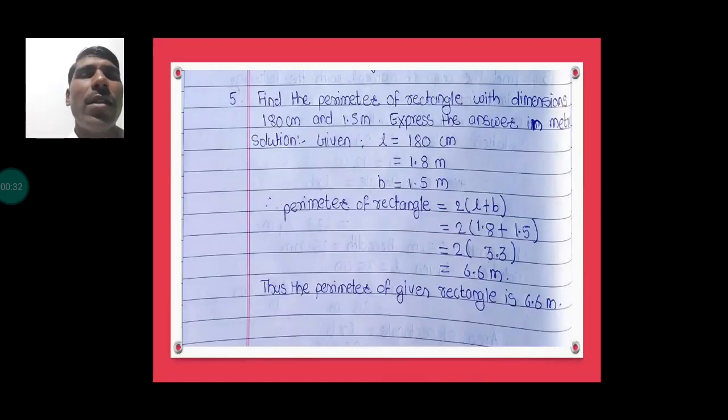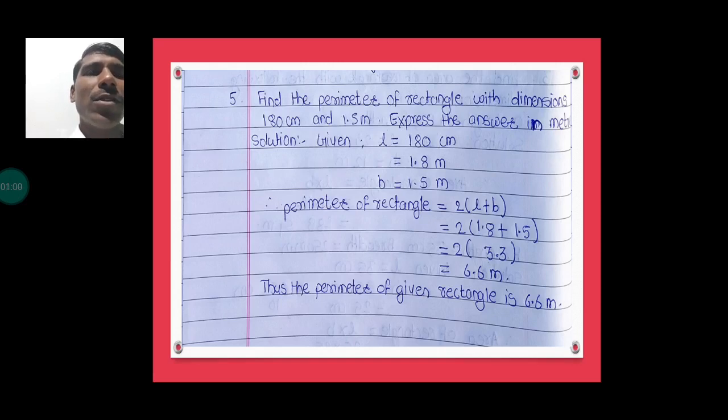Fifth example. I hope that you know very well, in the last video we have completed our first 4 examples. Now we are going to solve the fifth example, meaning the next example. The example is: find the perimeter of a rectangle with the dimensions 180 centimeter and 1.5 meter. Express the answer in meters.